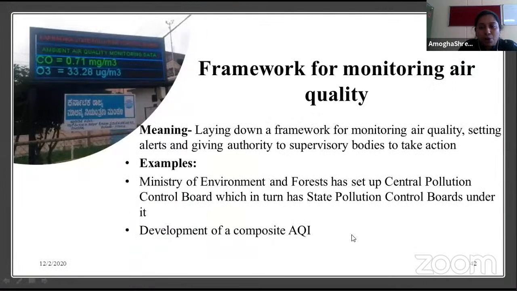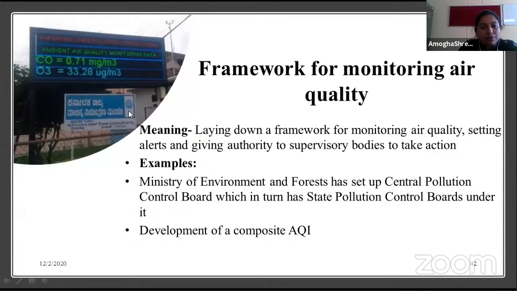Then framework for monitoring air quality. This is laying down a framework for monitoring air quality, setting alerts, giving authority to supervisory bodies to take action. So Ministry of Environment and Forest has set up Central Pollution Control Board, which in turn has State Pollution Control Board under it. And they have developed a composite AQI.